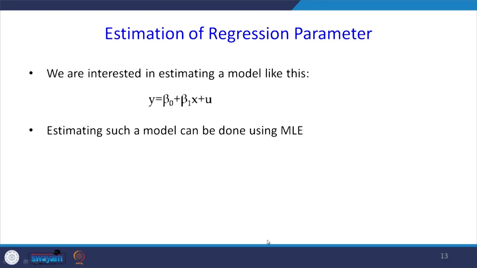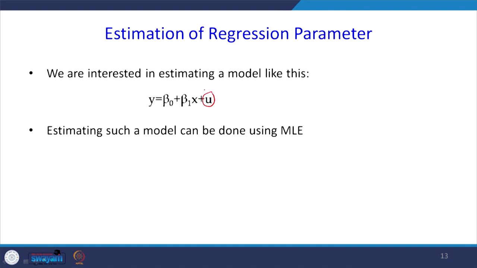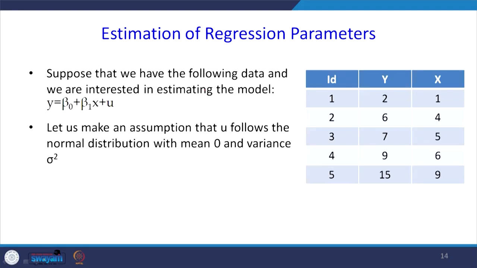Now, we will estimate the parameters of a regression equation. We are interested in estimating a model like this, where y equals beta 0 plus beta 1 x1 plus u. This u is the error term. Estimating such a model can be done using maximum likelihood estimation. Suppose that we have the following data, where x is the independent variable and y is the dependent variable. We are interested in estimating the population parameters beta 0, beta 1.